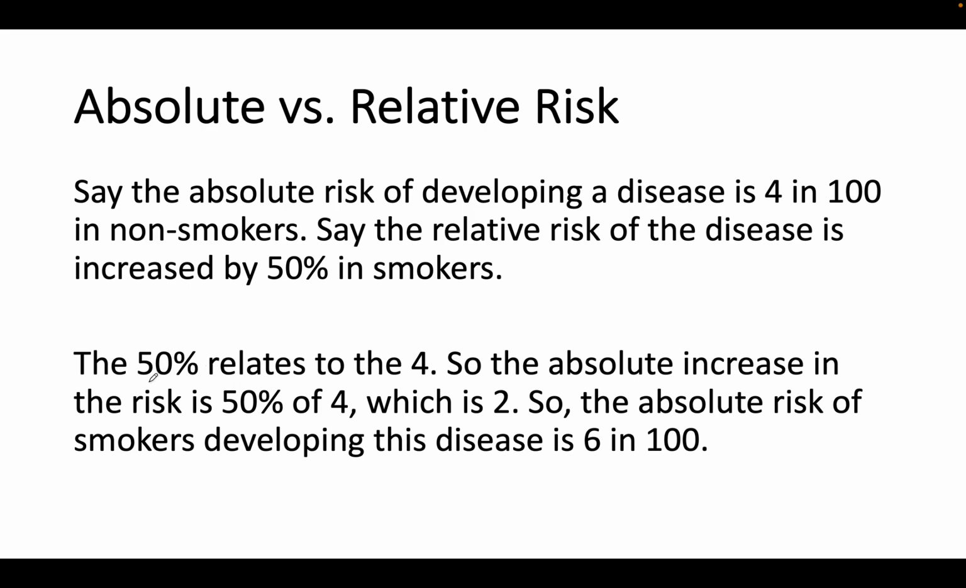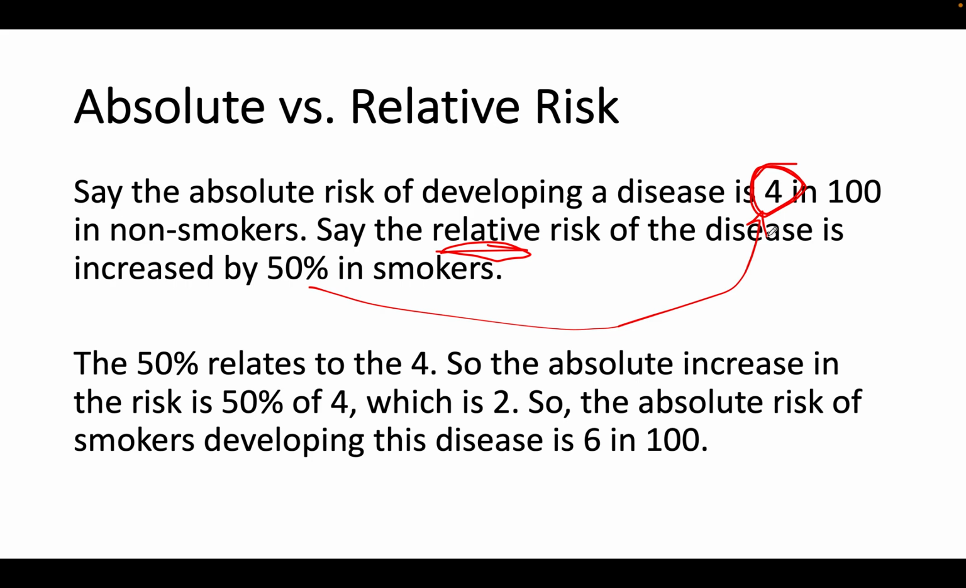So the 50% relates to 4. So the absolute increase in the risk is 50% of 4, which is 2. So the absolute risk of smokers developing this disease is 6 in 10. So absolute risk is about the total number. Relative risk is the change in this number. So increasing by 50%, well, 50% of 4 is only 2 people. But if you say the relative risk of the disease is increased by 50% in smokers, it sounds like there's a gigantic jump in the number of people who are at risk.